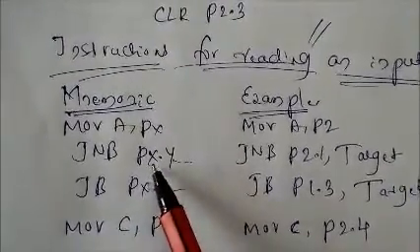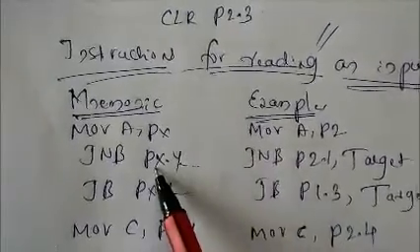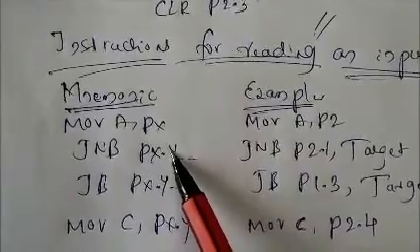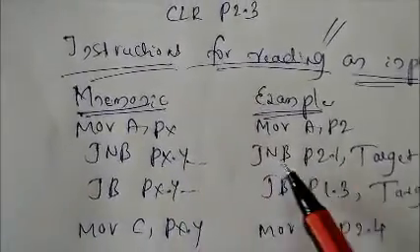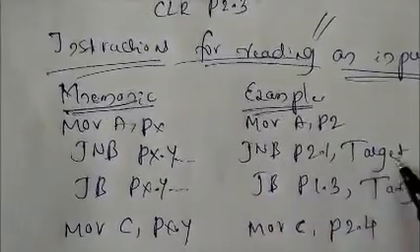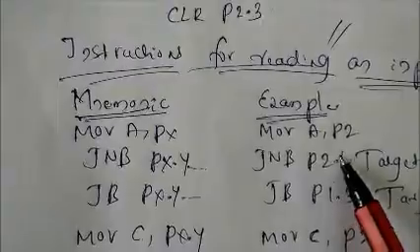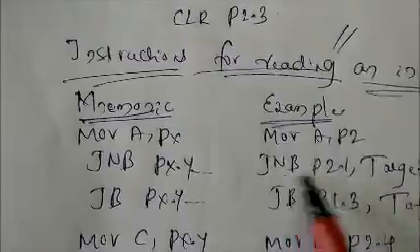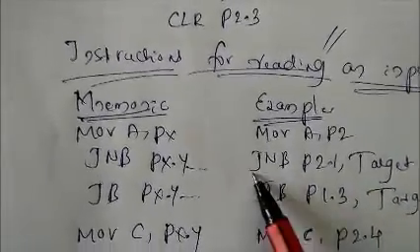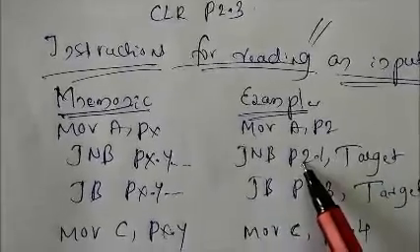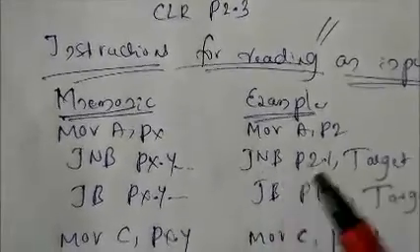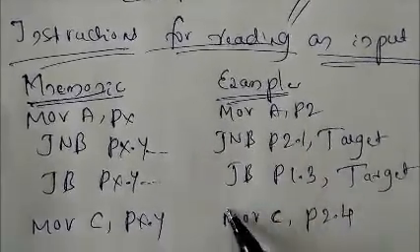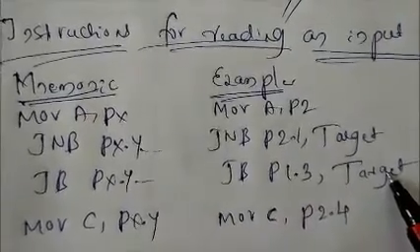Px.y means, for example, P1.2, P1.3 like that. X may be any port number: P0, P1, P2, P3. Y is the pin position, that is 0 to 7. So for example, JNB P2.1, target. Here also it will read P2.1. If it is logically 0, then it will make a jump, because it is jump not bit. So if it is logically 0, it will jump to the target address. In this case, if it is logically 1, then it will not jump.